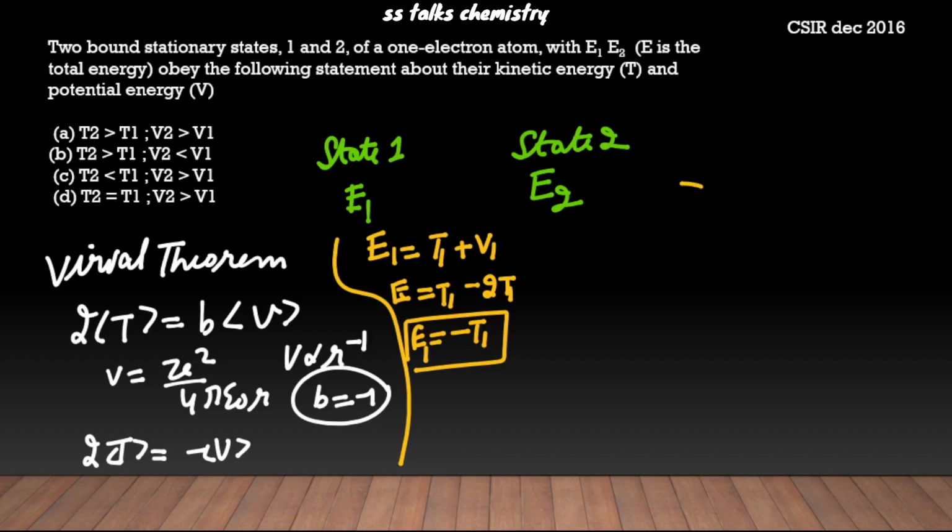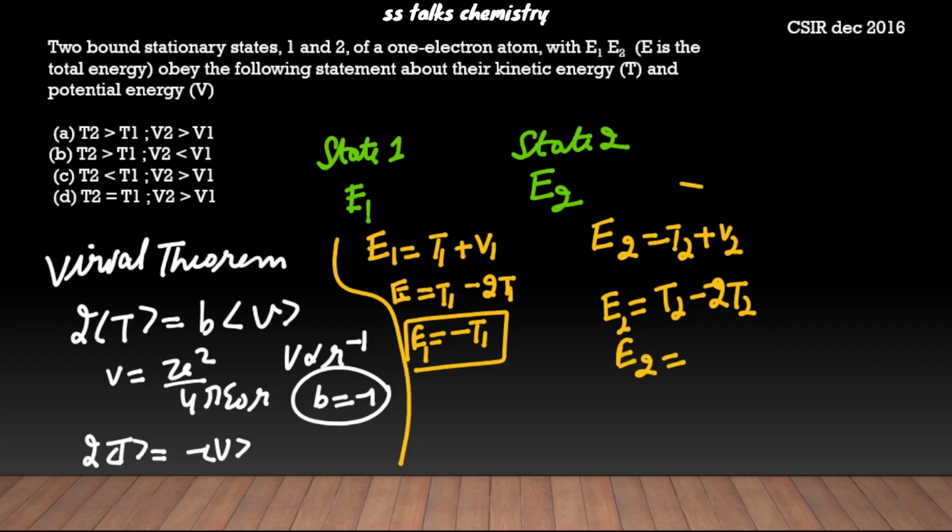And the E2 value that you are having, this is also going to be the sum of the kinetic energy plus the potential energy. The potential energy in terms of the kinetic energy, if I'm finding, is minus 2 times T2. So E2 value is minus T2. So here a condition was given in the statement that the E2 value that you are having is more as compared to the E1.